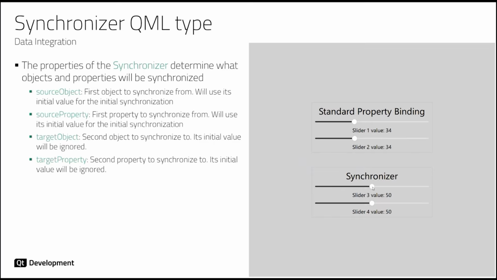However, if I use the synchronizer, it doesn't matter which of these sliders I modify, they will always remain synchronized. So this gives us that bidirectional property binding, where it doesn't matter where the flow of data is coming from. Those properties are always in sync, whereas in the standard property binding section, if there is an unexpected flow of data, we have the ability to get out of sync, as can be seen there.